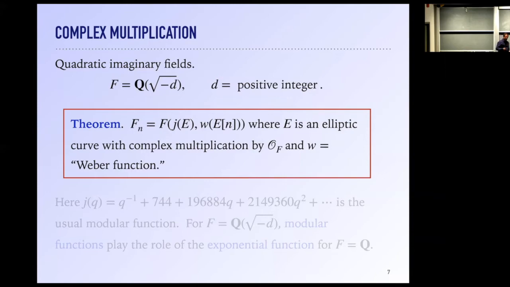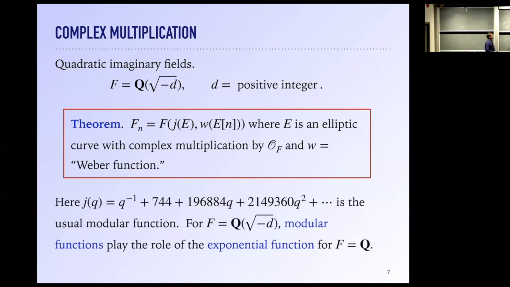And essentially you add the n torsion points to get Fn, but there's some additional modular function that you apply to this, which is called the Weber function. It's a technicality that I don't want to get into. But the punchline here is that this j function and this Weber function are modular functions, okay? And so these functions in the upper half plane play the role of the exponential function that they did for Q.